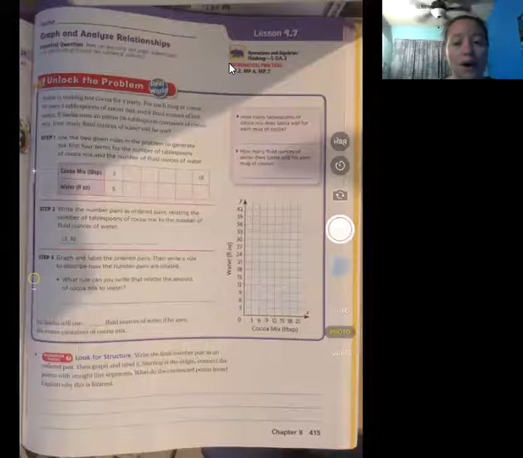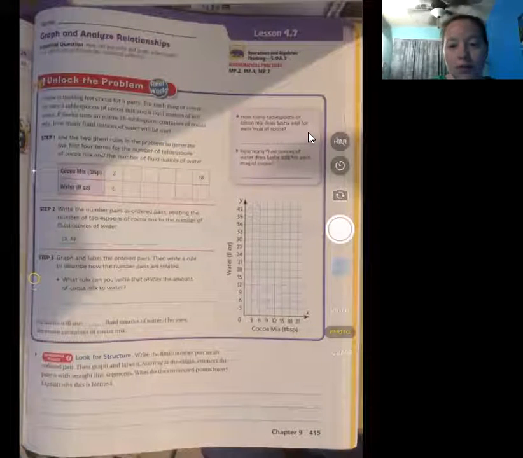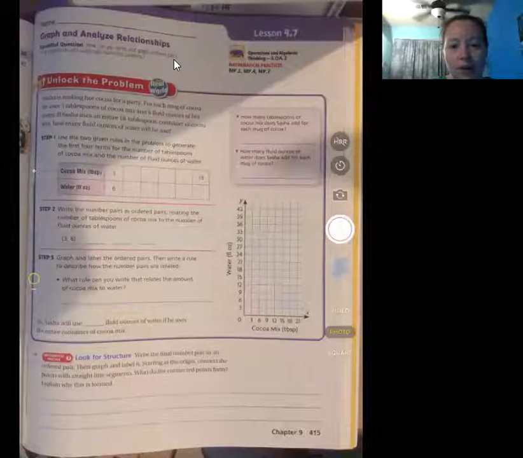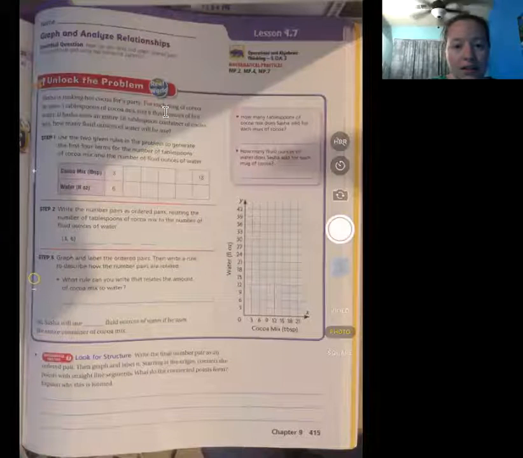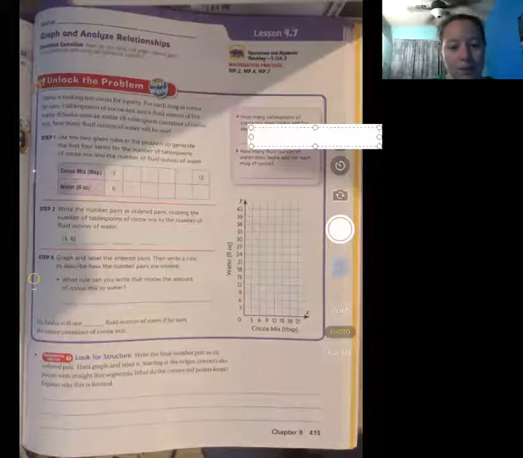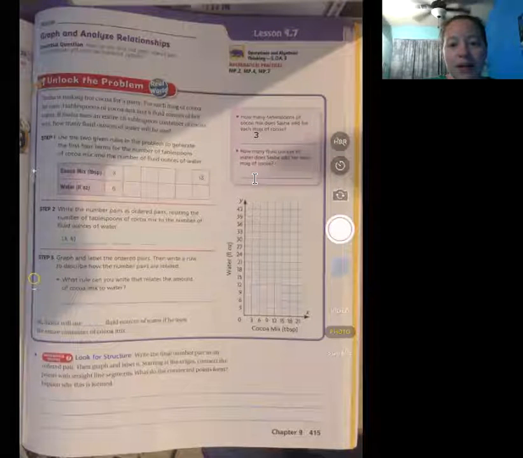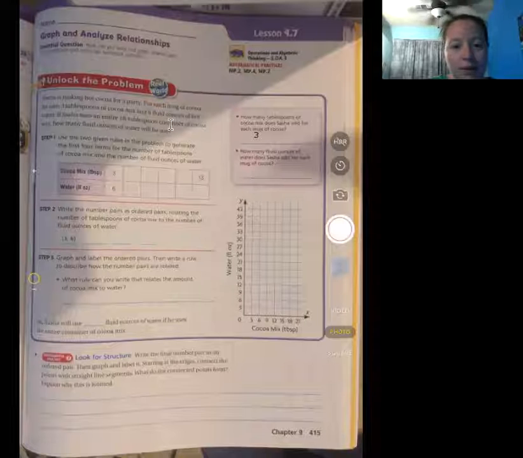So in step 1, over here, I guess. How many tablespoons of cocoa mix does Sasha add to each mug of cocoa? So it says tablespoons of cocoa mix, 3. How many fluid ounces of water does Sasha add for each mug of cocoa? So it says right there, 6 fluid ounces of hot water, so 6.